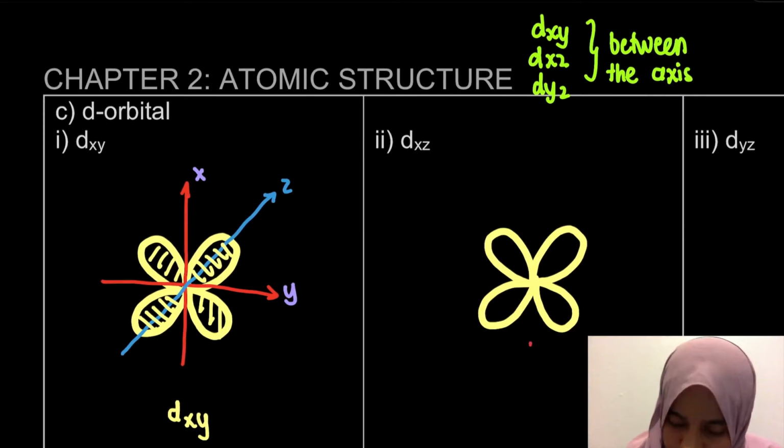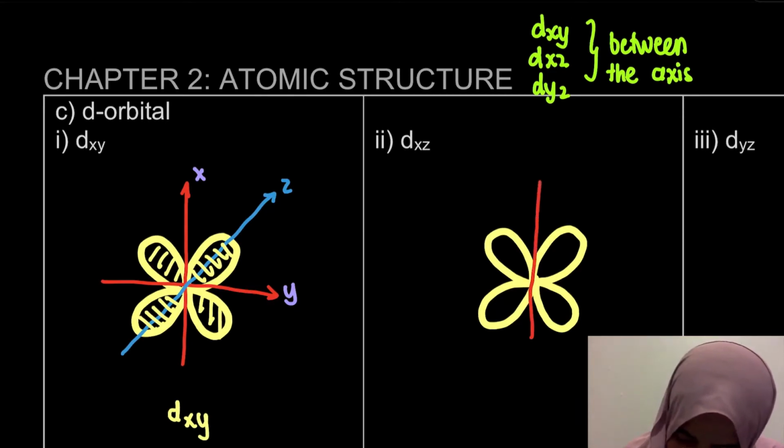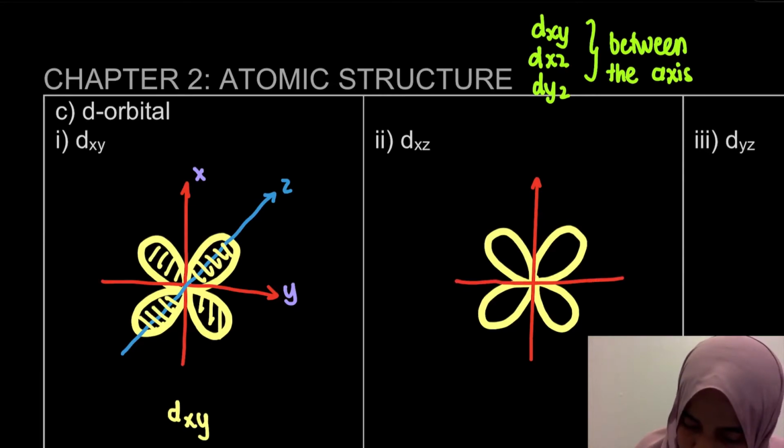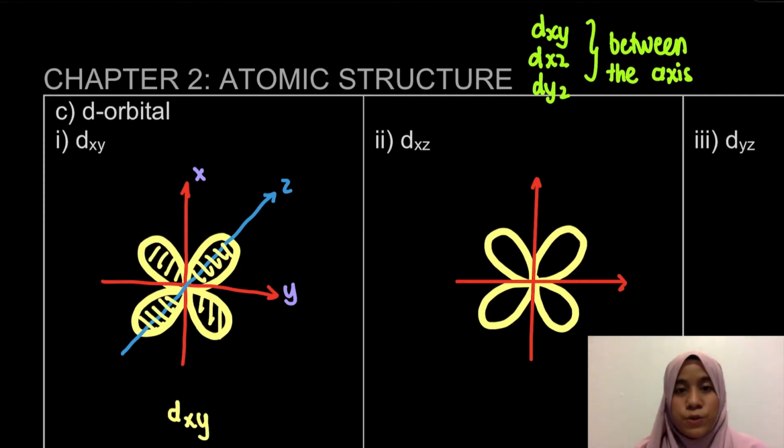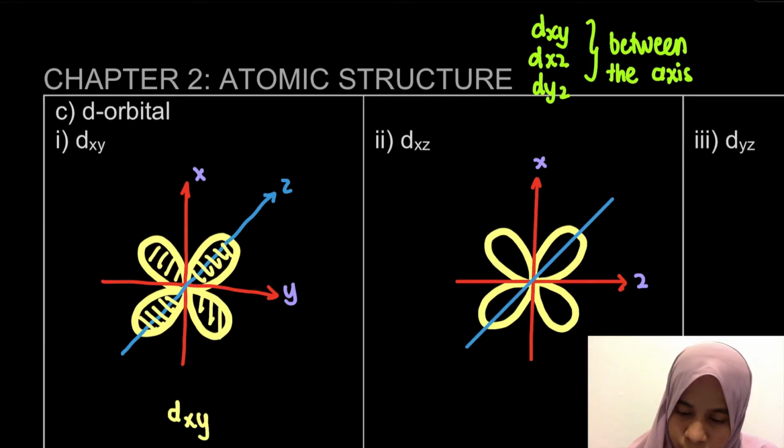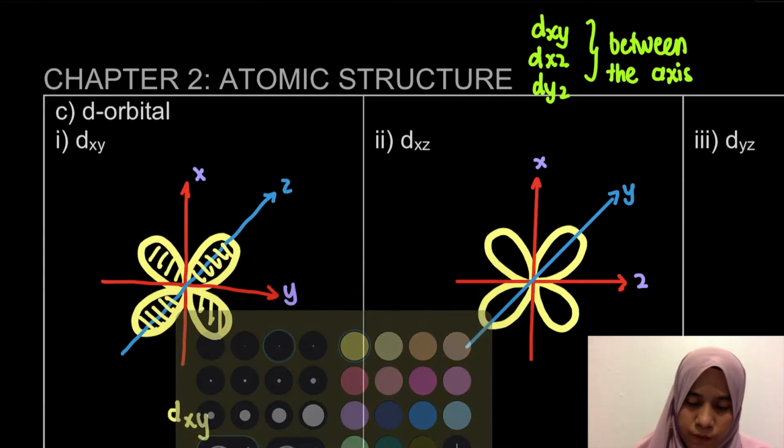Next, dxz. Remember, the lobes are between the axes. So draw in the middle here. Again, for these three cases, the lobes are between the axes. So this is x and z. Label here: x, here z. How about the other axis? It's going to pass through the lobes, so this will be our y-axis. This will be y. Don't forget. Shade it.